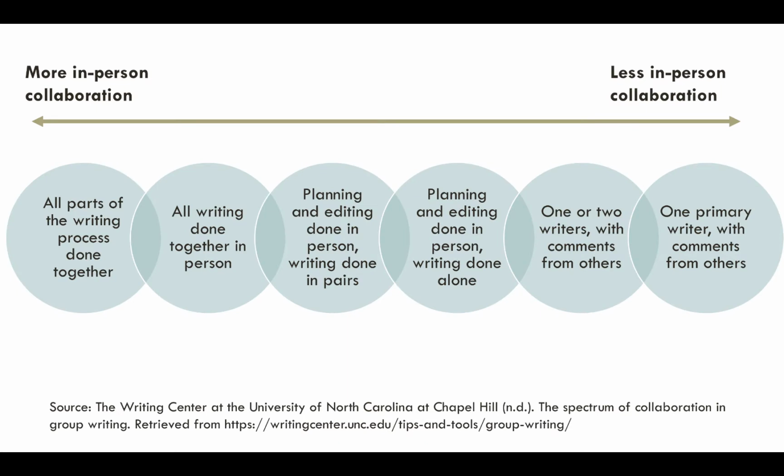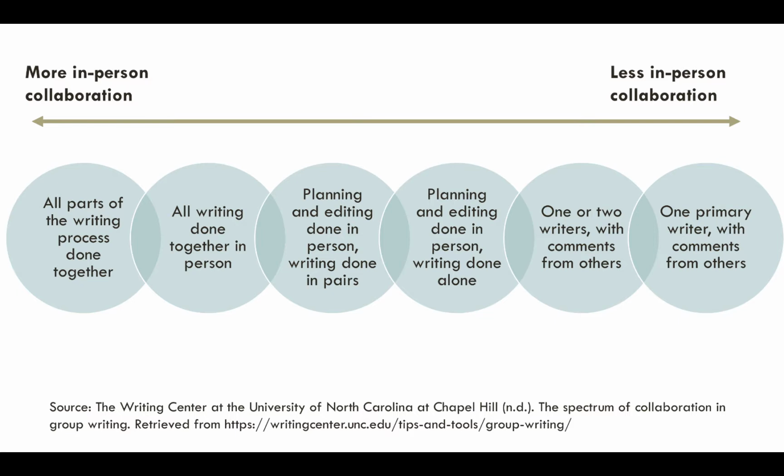But what I want to emphasize is that there is a spectrum, as is demonstrated by this diagram from the Writing Center at the University of North Carolina at Chapel Hill. On one end of the spectrum is doing all parts of the writing process together. So, if you are a partner in a small business, you and your colleagues might work together in this way to create mission, vision, and value statements for your business. On the other end of the spectrum, there's one writer, and that writer will respond to others' comments at various stages in the writing process.